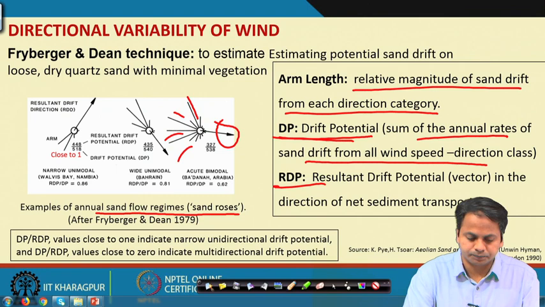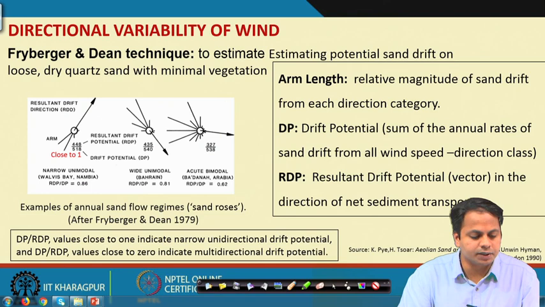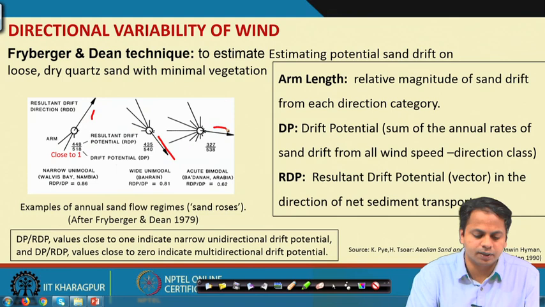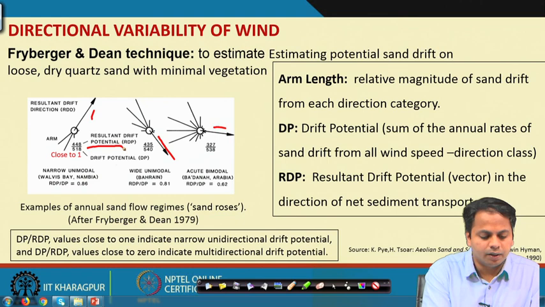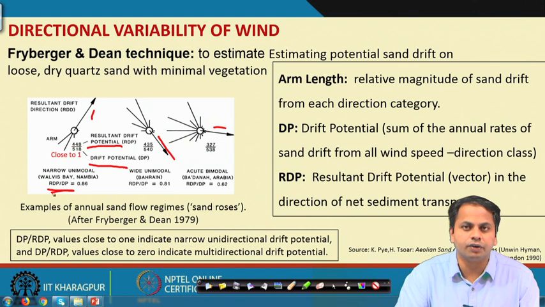This figure shows the resultant drift directions at different locations. This is the resultant direction, and this ratio is the resultant drift potential divided by drift potential, the ratio of RDP by DP. This is also known as the directional variability index.